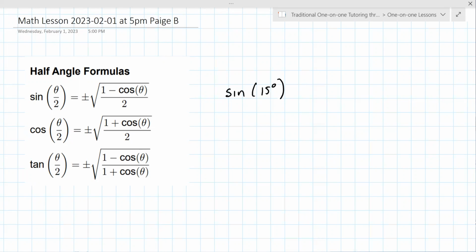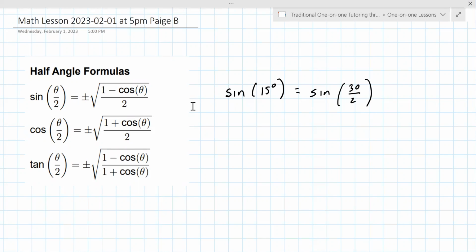Sine of pi over 12. So the first thing to notice is that it's really the sine of 30 over 2. So this theta, or this angle up here, is double this one in most cases.